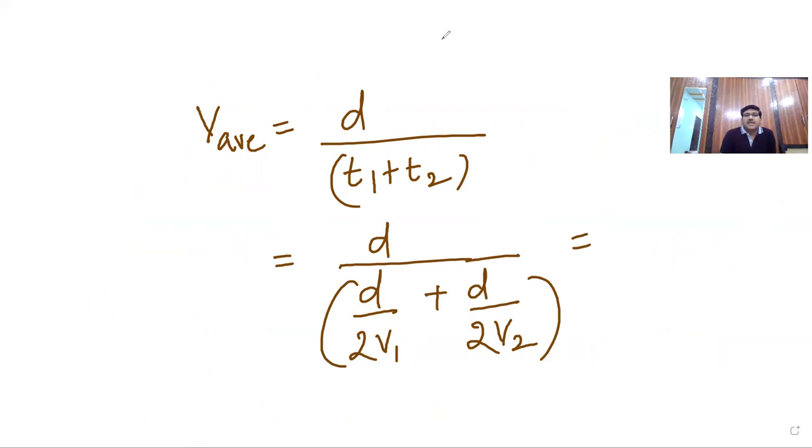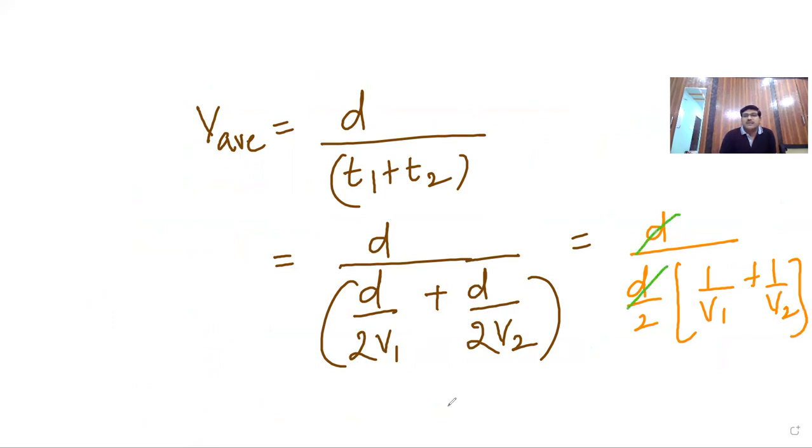What is common in this case? In the numerator, d is common, and d by 2 is common in the denominator. So d by 2 is common, leaving 1 by v1 plus 1 by v2. So here, d cancels.